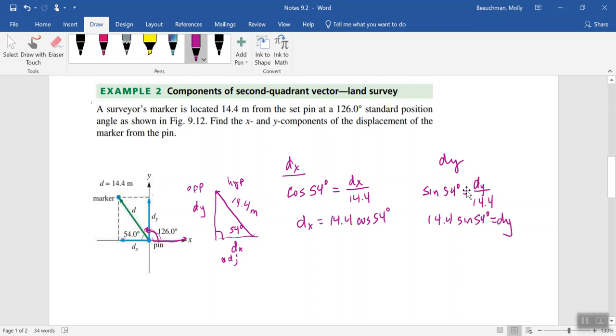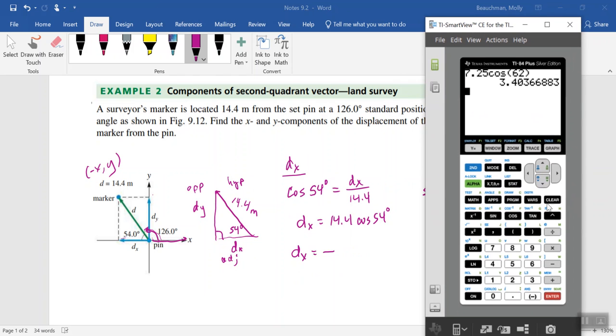So one thing to notice though, if you're in the second quadrant, the x-coordinate is negative and the y-coordinate is positive. So our x-coordinate, when we find this 14.4 times the cosine of 54, has to be negative because in the second quadrant, our coordinates are negative x, positive y. So I take 14.4 times the cosine of 54. We get a negative 8.46, or about a negative 8.5.